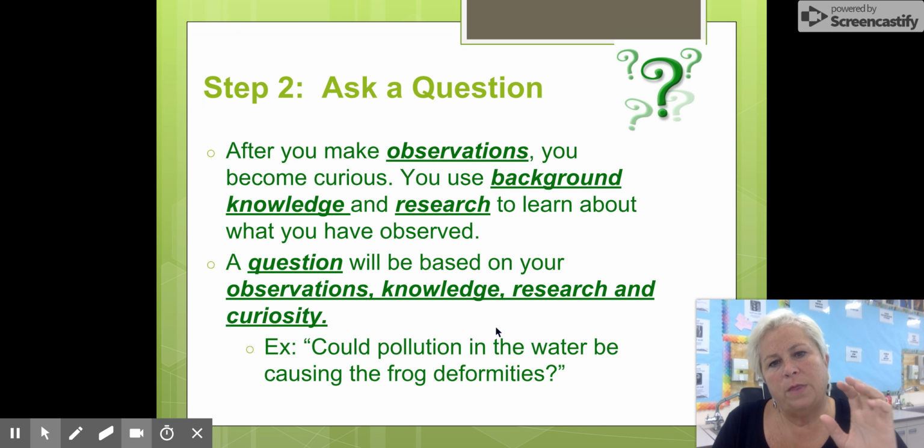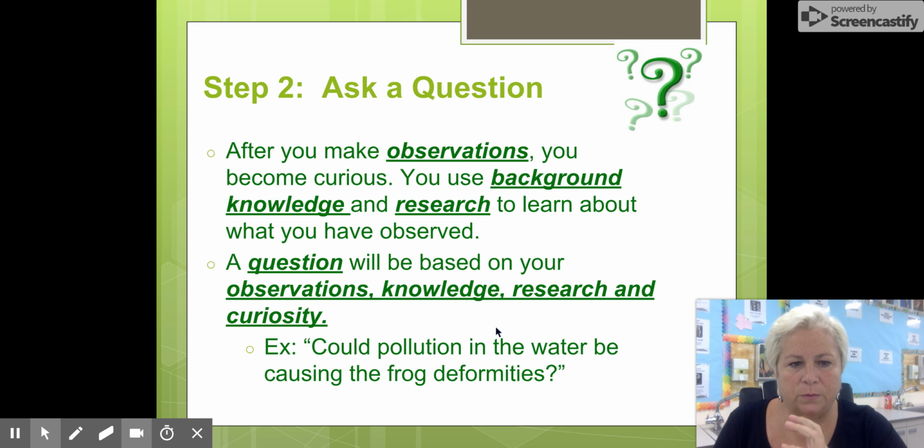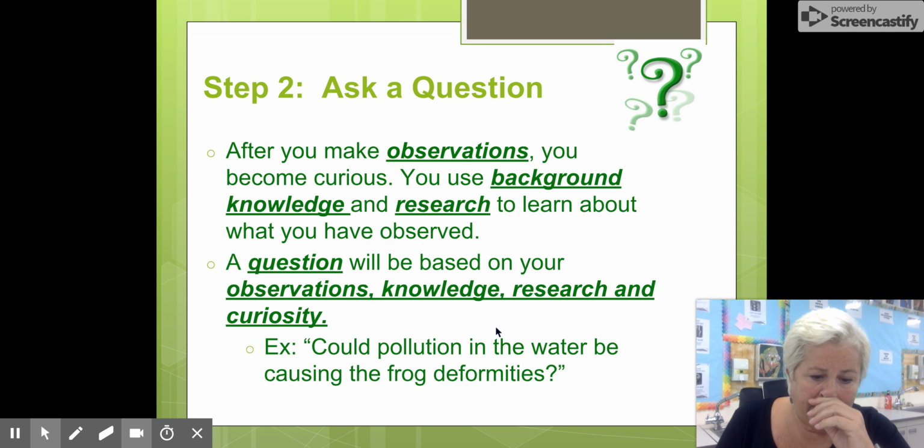So their question that they formulated was, could the pollution in the water possibly be causing those frog deformities? Okay, so they made observations, they did research, they collected information, they built their background knowledge, and then they've come up with this question. They think maybe, just maybe, the pollution in the water is what's causing the deformities.